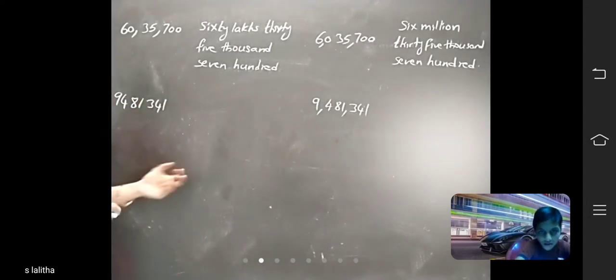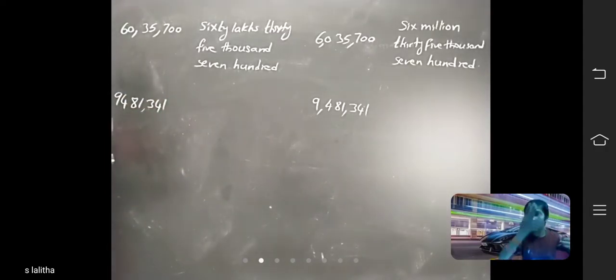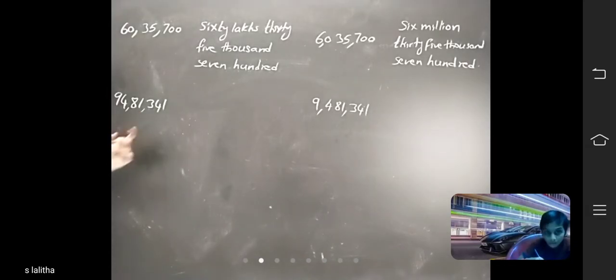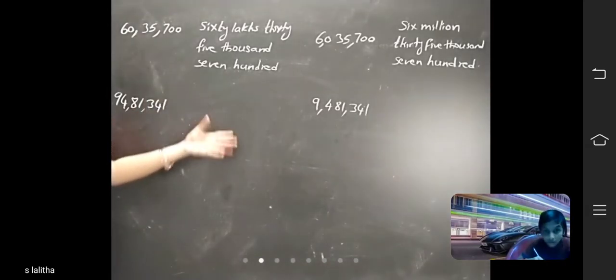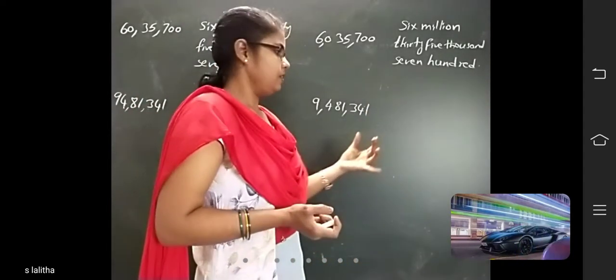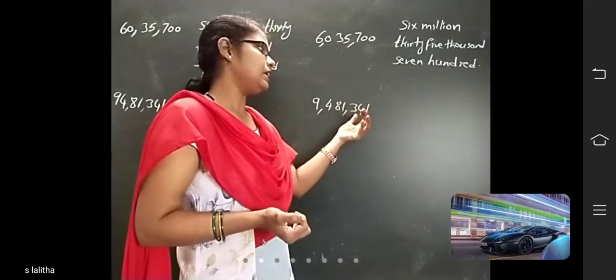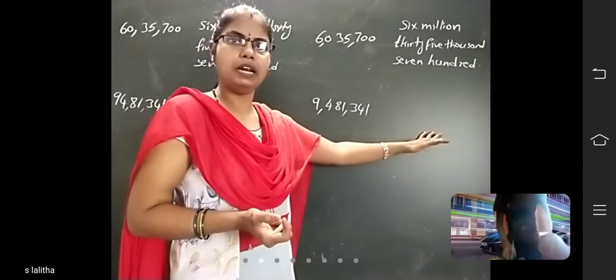Now keep the commas in the Indian system, children. Where do you have to keep the commas? From right to left, first keep a comma after 3 digits: 1, 2, 3. After that, keep a comma after every 2 digits: 1, 2. Now read this number: 94,81,341. Can you write the number name, children? How can you read this number? Can you write the number name?